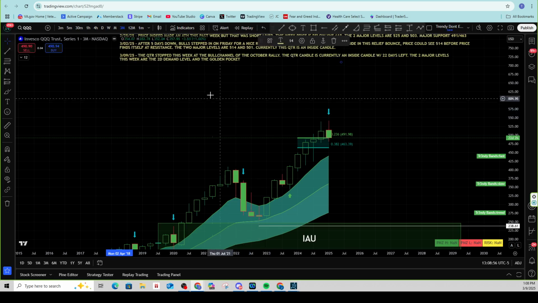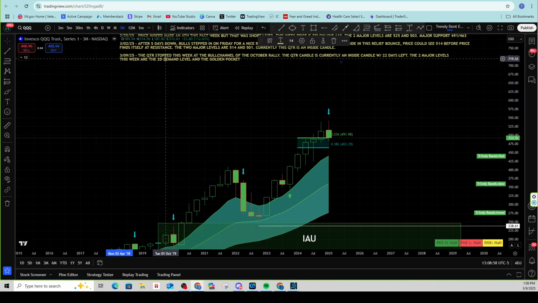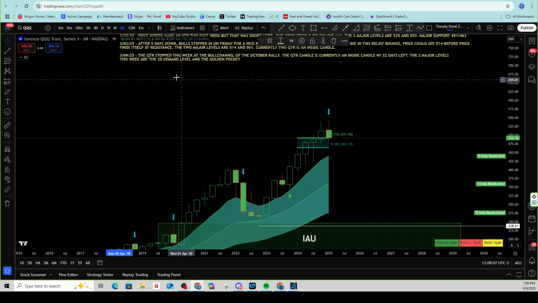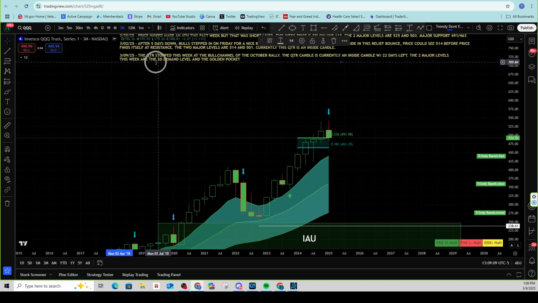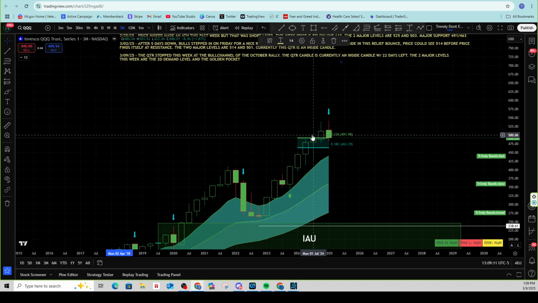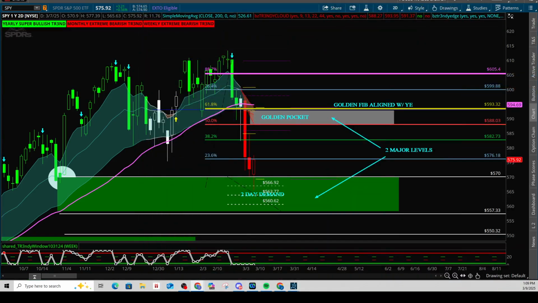So again, closing this candle on the inside, and just like the SPY, we have 22 days. Also, the notes, let's go ahead and read them. The quarter stopped this week at the bullish channel of the October rally. The quarter candle is currently an inside candle with 22 days left. The two major levels this week are the 2D, 2-day demand level, and the golden pocket. So let's get over here and take a look at the QQQ.